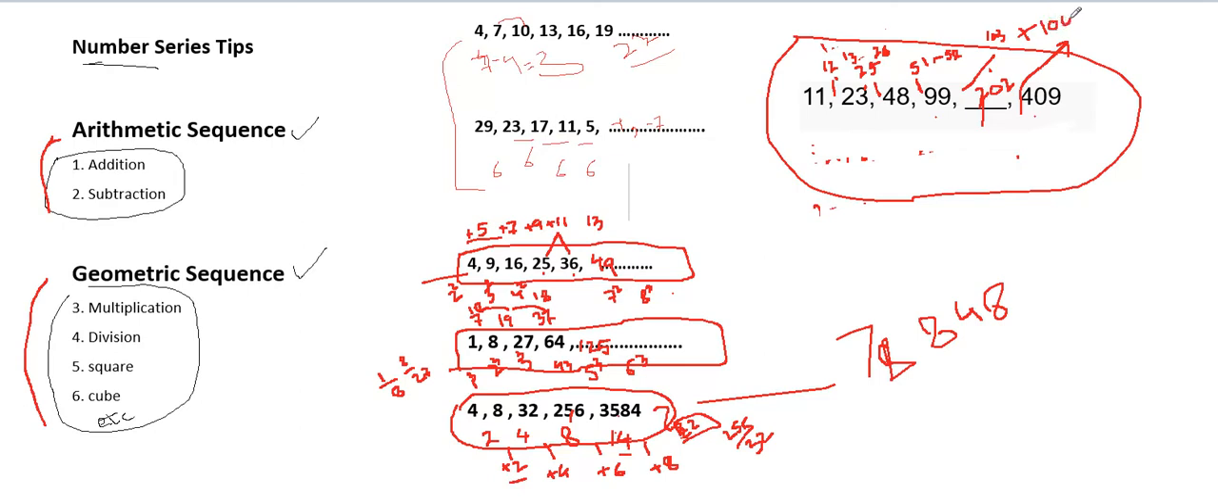104. So what do we get? 207. And then the resulting number 207 we will add to our next number in the sequence, and you see we will get 409. So that's it. It was simple to solve this.